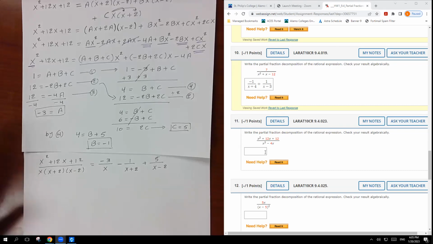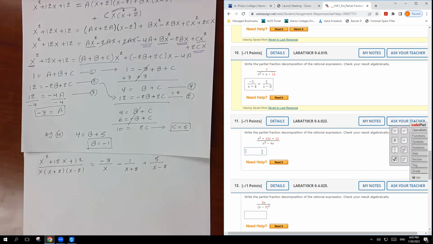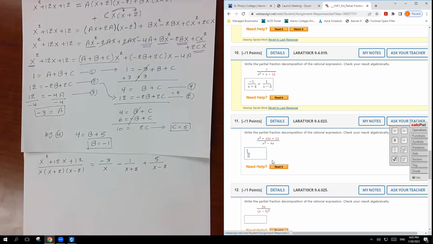So we're going to plug these in here. We click on the fraction: negative 3 divided by x, and minus another fraction, 1 over x plus 2, and plus another fraction, which is 5 over x minus 2. That's it for this example.